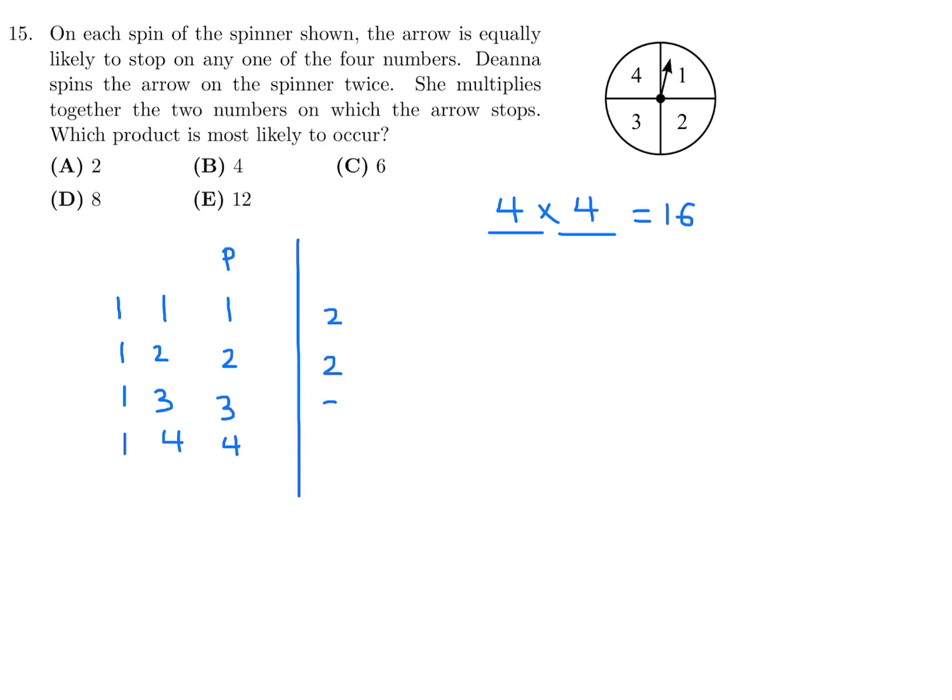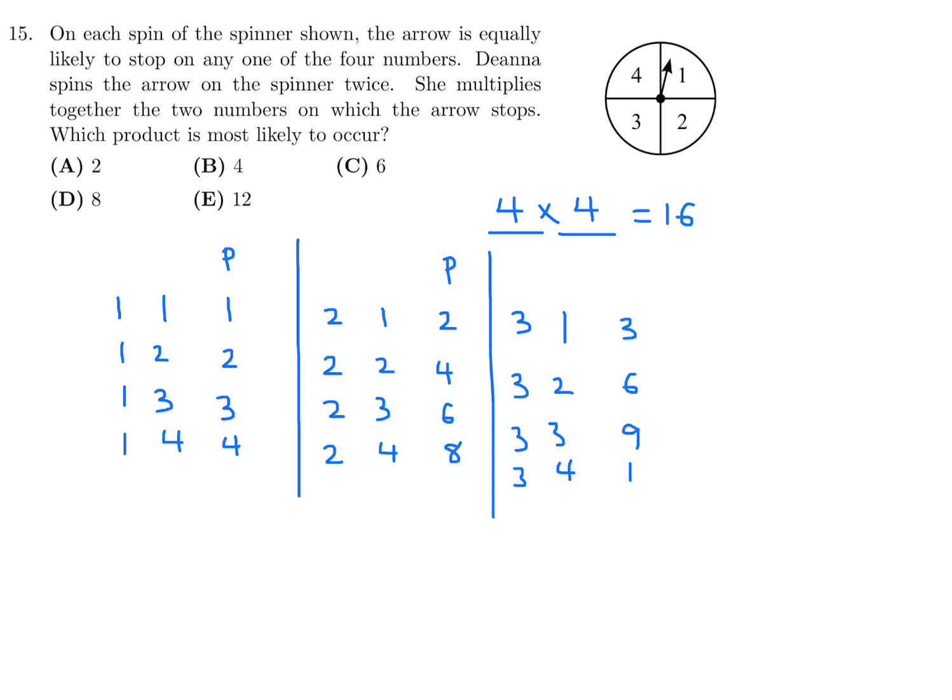Next one, the first one, you get 2 when you spin it. And then we have 1, 2, 3, 4 as possible choices for the next one. These products are 2, 4, 6, and 8. Next one, in a very similar way, 3, 3, 3, 3 and 1, 2, 3, 4. And these products are 3, 6, 9, and 12.